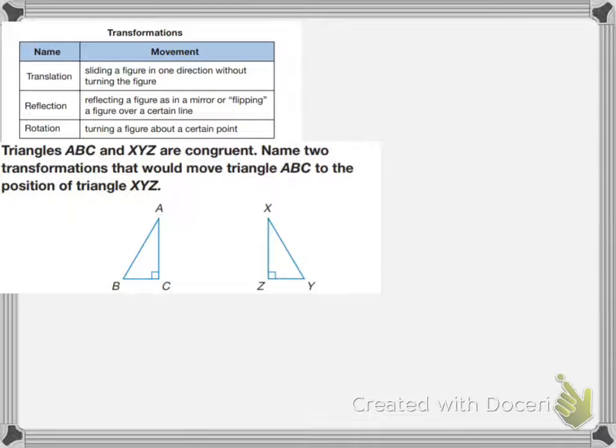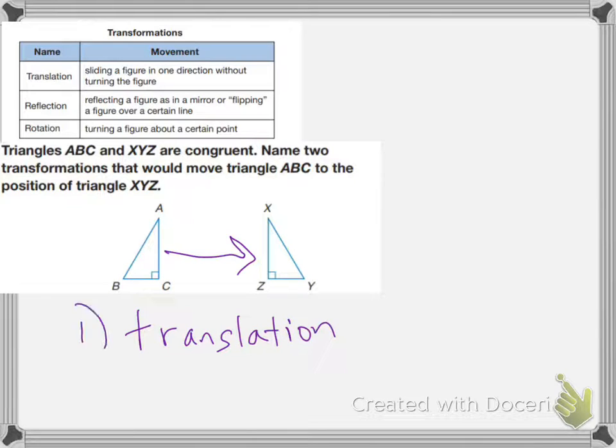Okay? So on this next problem, it says that triangles ABC and XYZ are congruent, which means the same. Name two transformations that would move triangle ABC to the position of XYZ. So the first one is obvious. I have to move it in that direction. So that is going to be a translation. Okay? And after moving it, my triangle would end up looking like this right next to it.